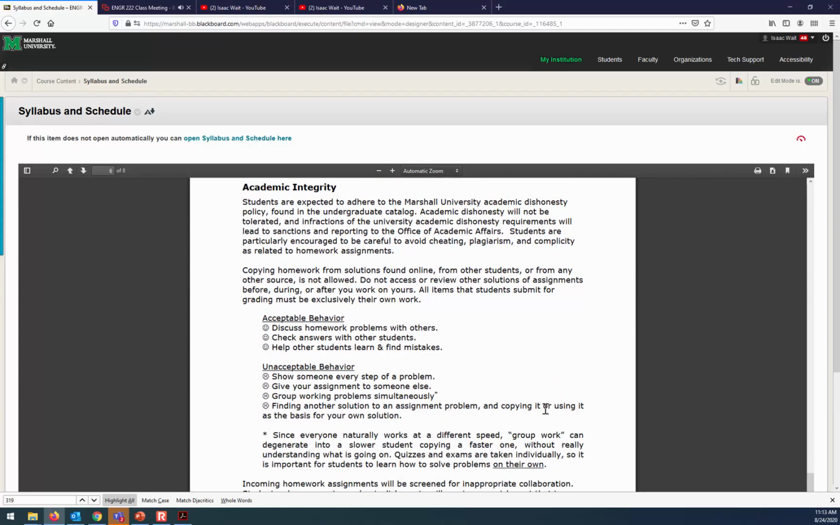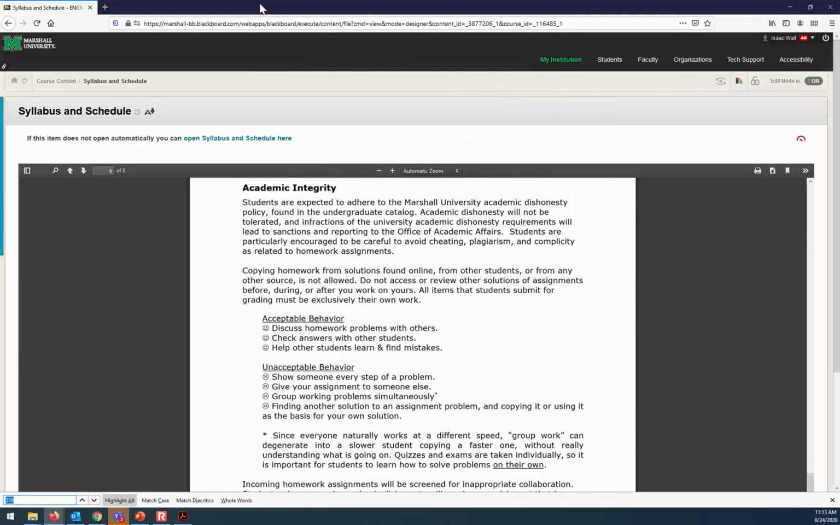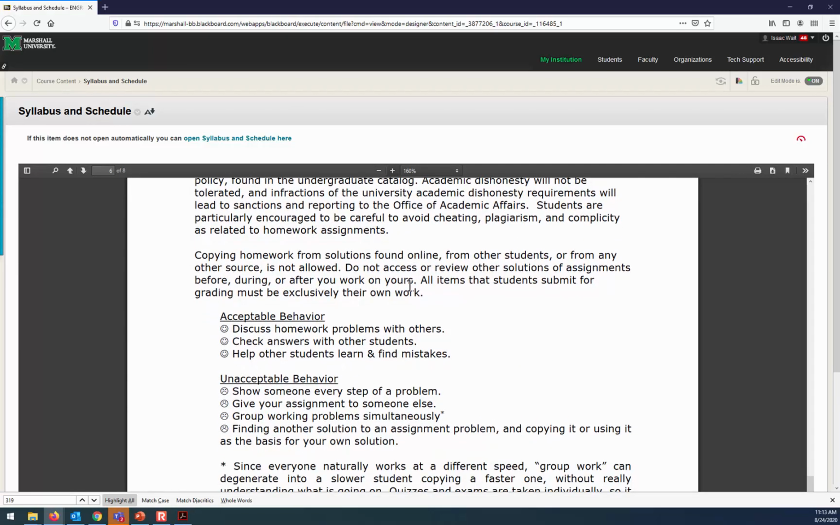Academic integrity is important to mention this semester. All right, so academic integrity. It's okay to talk to your classmates about the problems that you're solving, and it's okay to check your answers on homework with them, but it's not okay to work with another student so closely that you and them are sitting at the same table and solving the same problem at the same time.